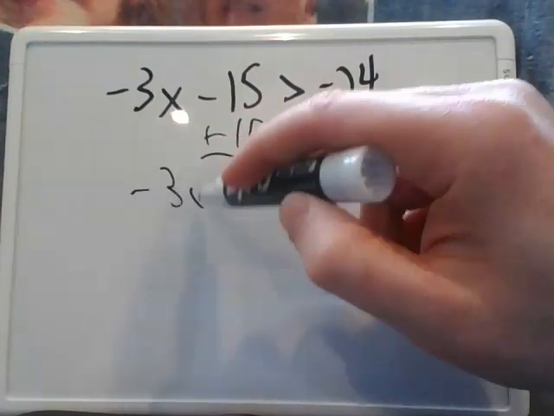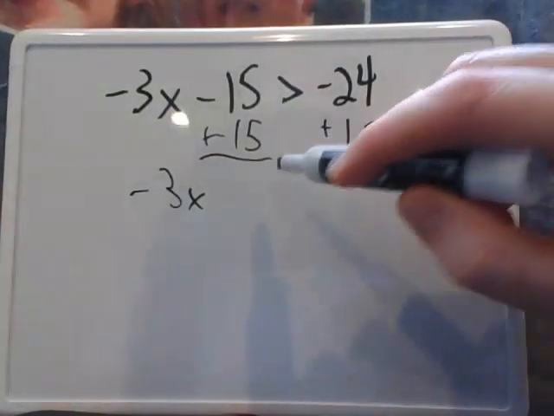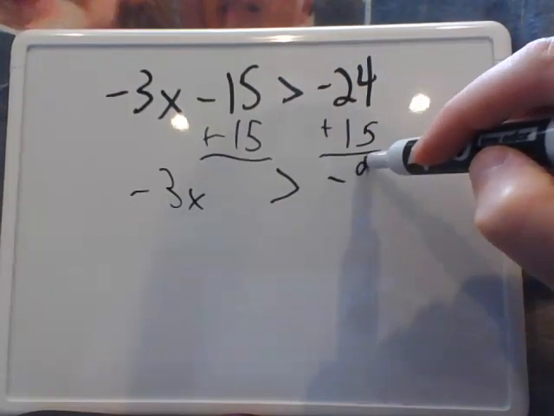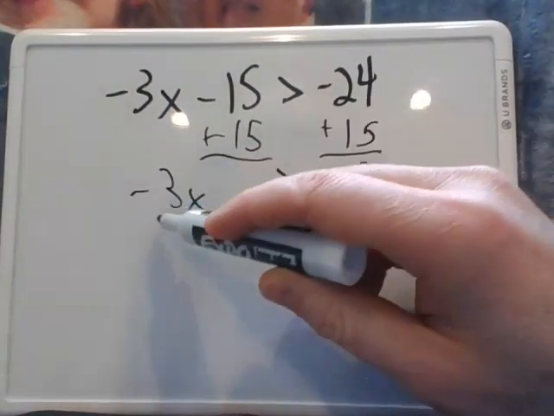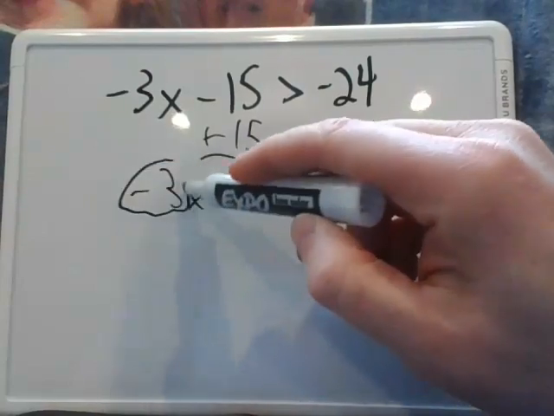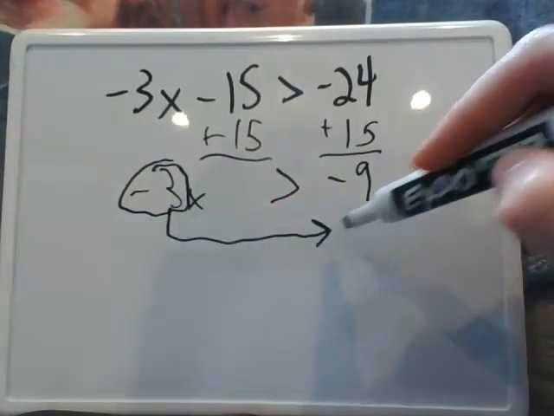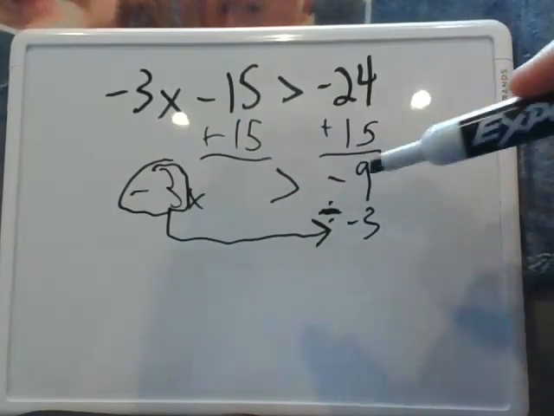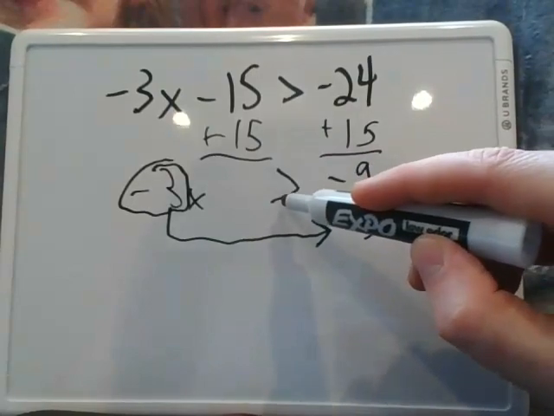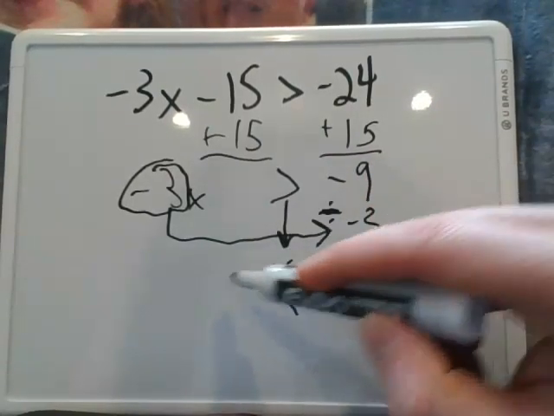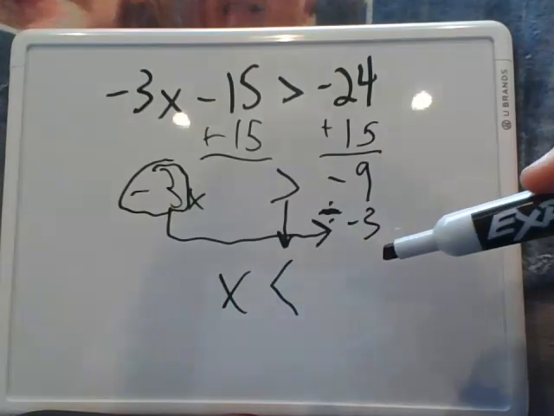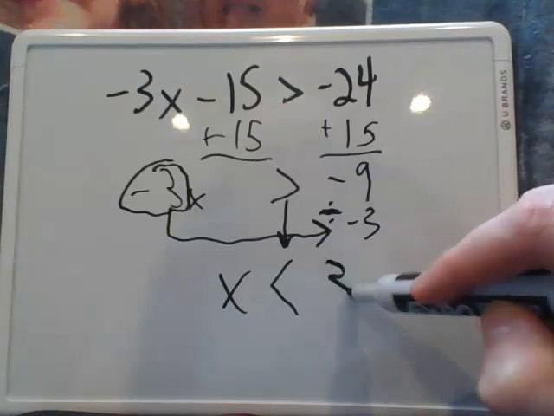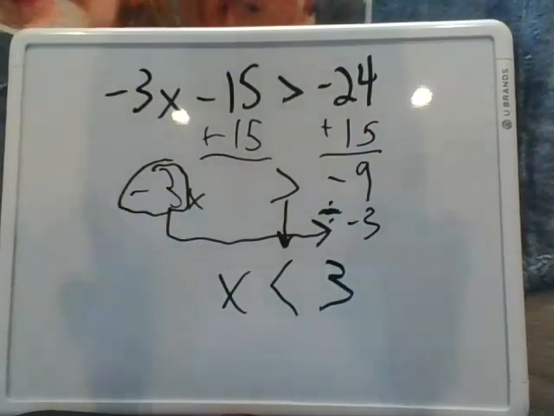Still negative 3x greater than negative 24 plus 15 is negative 9. Now, when I take this, I make sure that I divide not just by 3, but by negative 3. This inequality, because I divided by a negative, will flip. X now less than negative 9. Negative divided by negative is positive. 9 divided by 3 is 3. So x is less than 3.